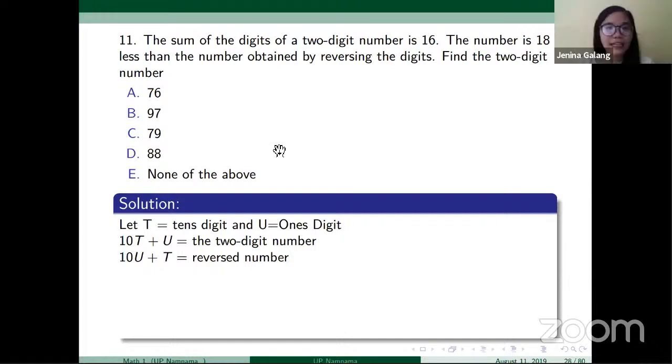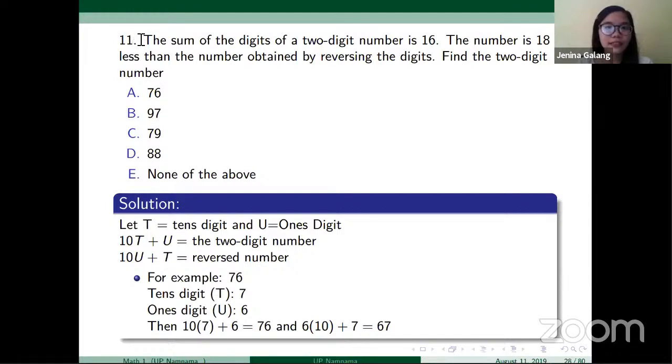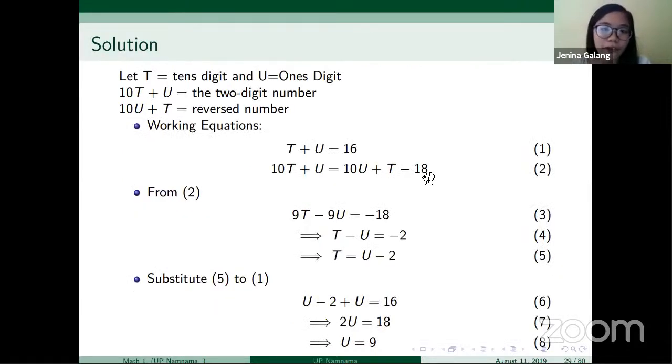So, balikan natin yung number 11. So, dito kasi, nag-represent tayo ng variable t and u. So, for t, we have the tens digit, and yung u, we have yung ones digit. So, yung working equation natin is the sum of the digits of two digit number is 16. So, we have t plus u equals 16.